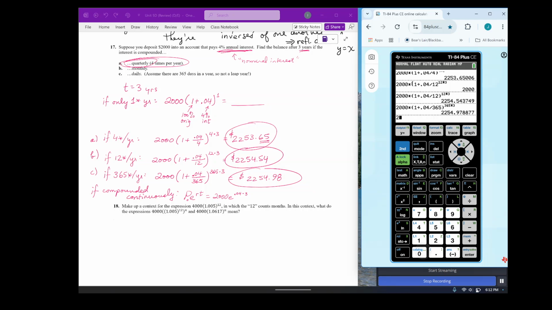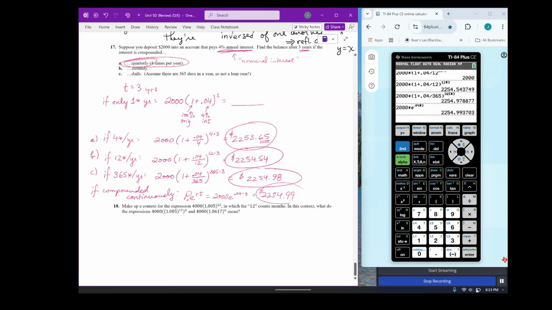And so if we actually type in this one, let's see what that is. E to the power of is this button right there. It's the ln button there if you hit second first. And then times, 0.04 times 3. And you can see doing it once a day is very close to doing it every instant right here. It's only a difference of 2 cents in this case, or 1 cent even, more like 1.5 cents. So that's 2254.99.